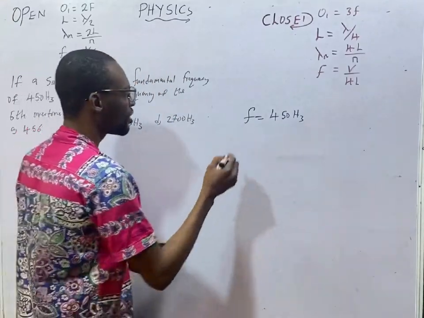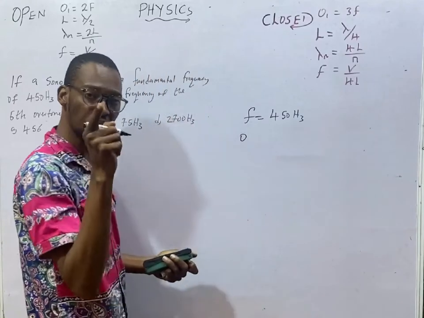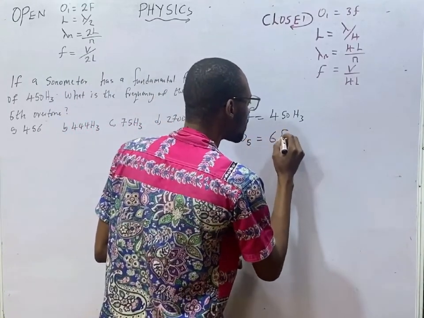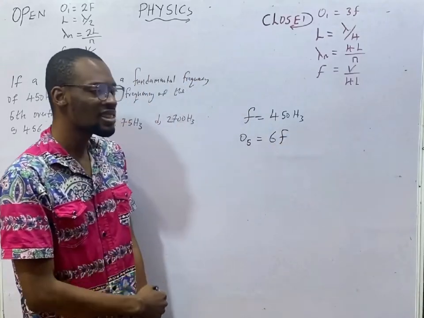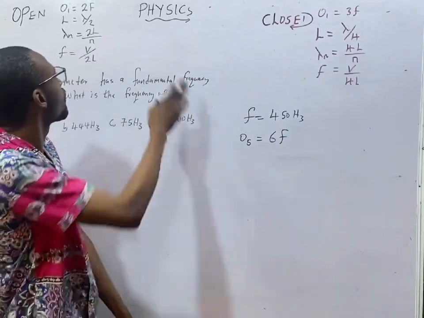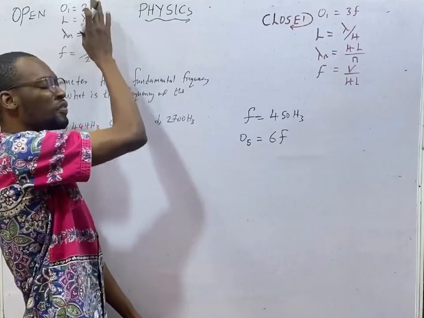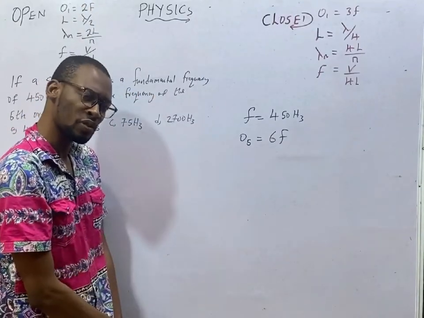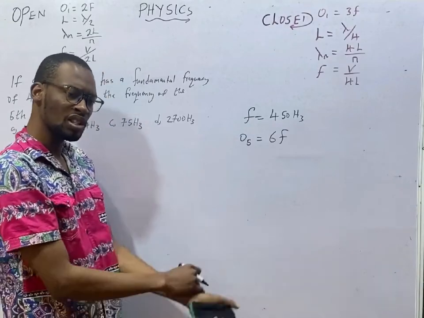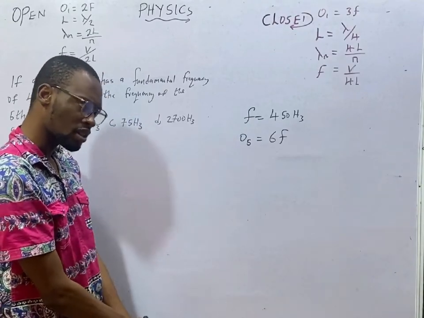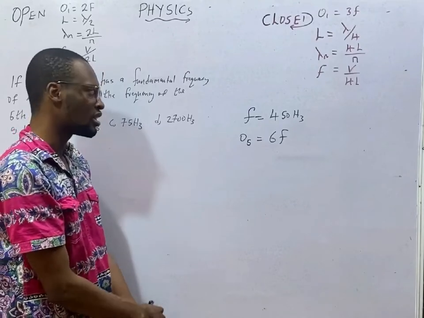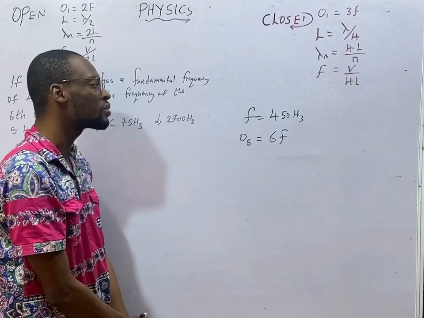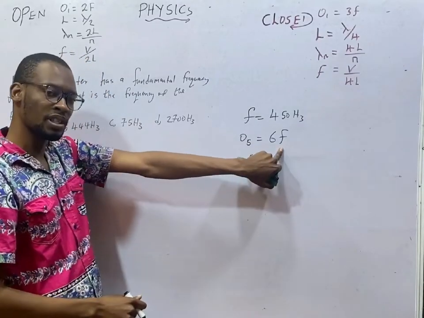For an open pipe, for a string or for a sonometer, the fifth overtone is the sixth harmonic, six times the fundamental frequency. The first overtone is the second harmonic. The second overtone is the third harmonic. The third overtone is four times the fundamental frequency. The fourth overtone is five times the fundamental frequency, while the fifth overtone is six times the fundamental frequency.